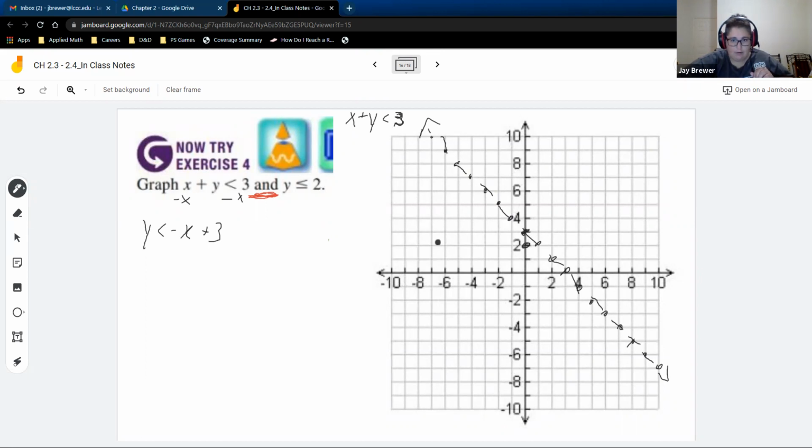So that's right here. Let's do it with a different color since I have them. It's right here. And we want to draw, it has an equal to part, so we're going to draw with a solid line. And that was kind of terrible. I apologize, guys. Doing the best I can with it. So y greater than or equal to 2.